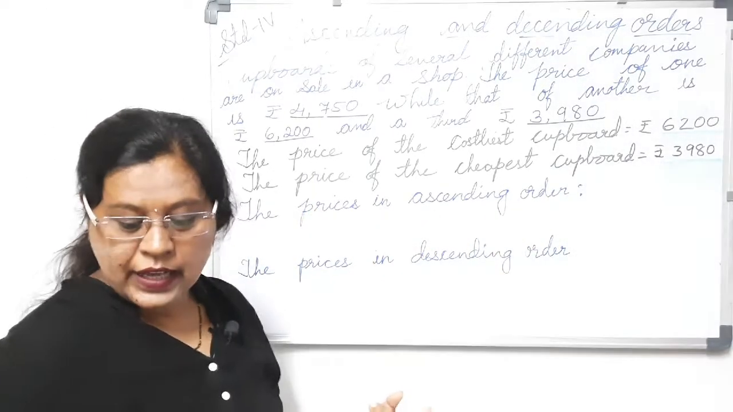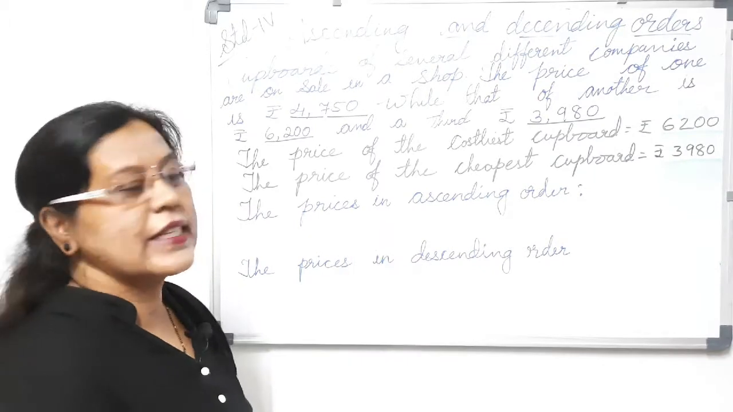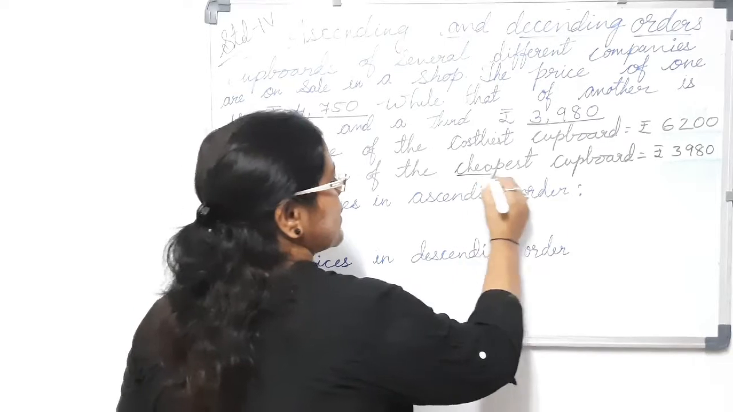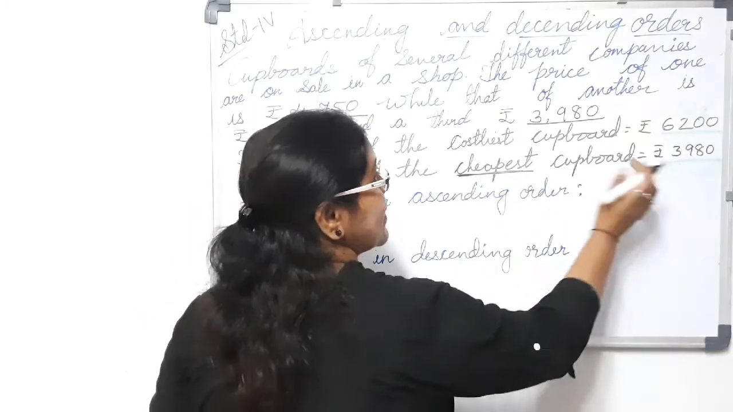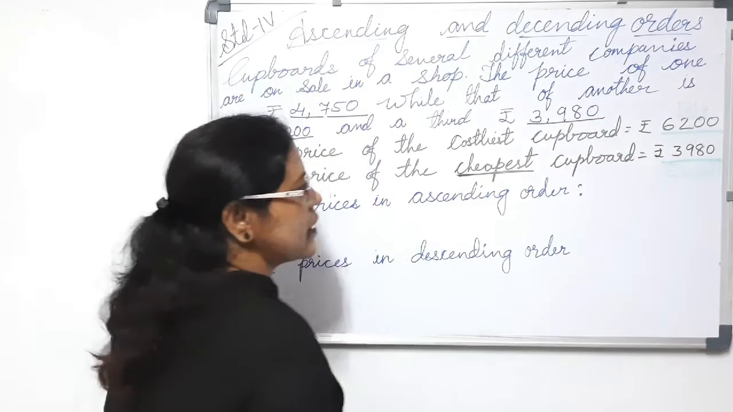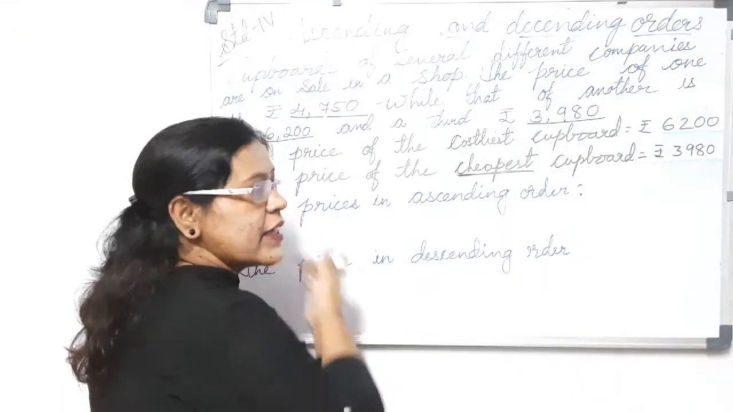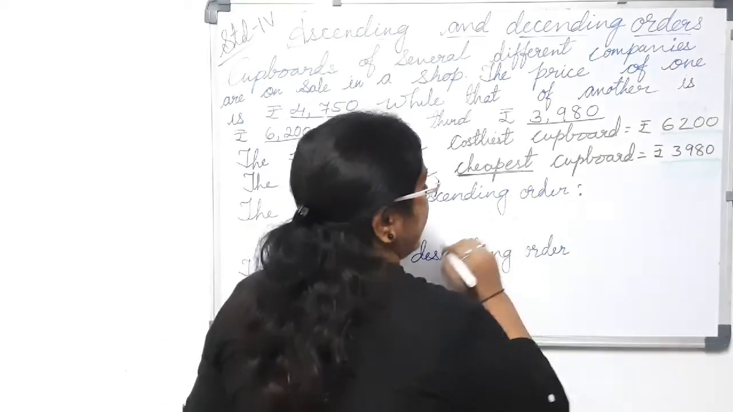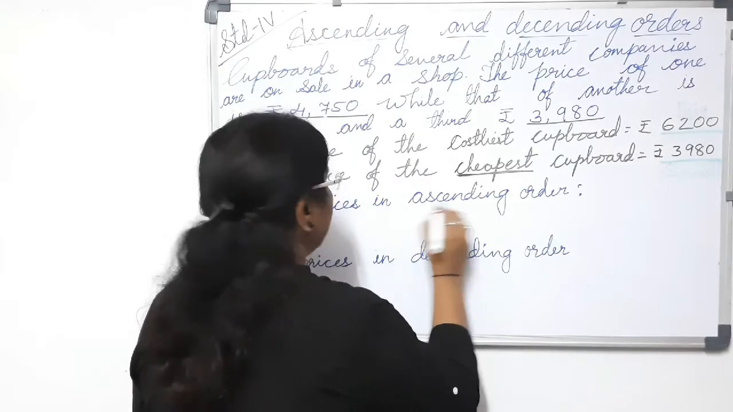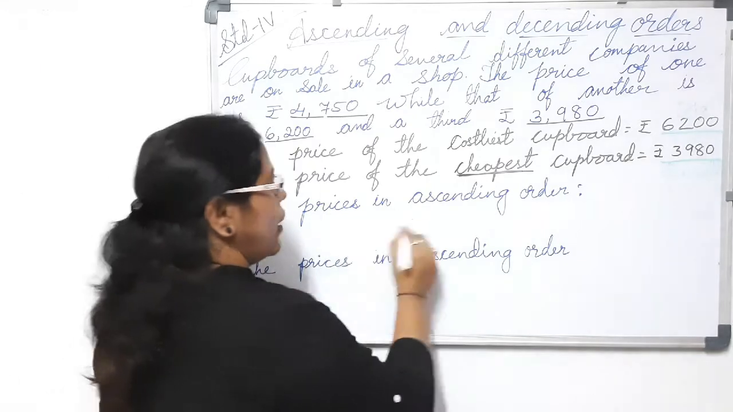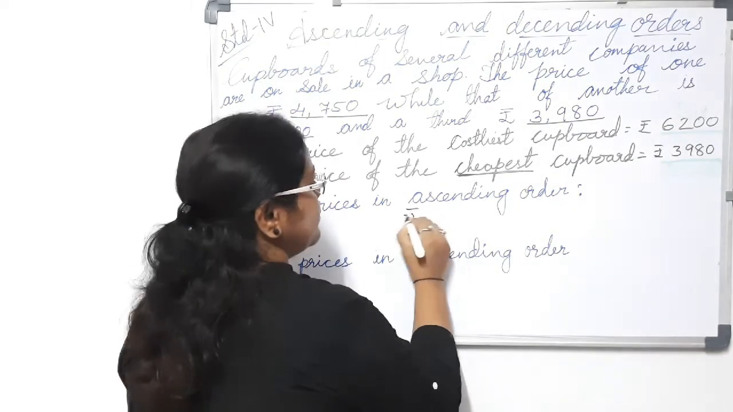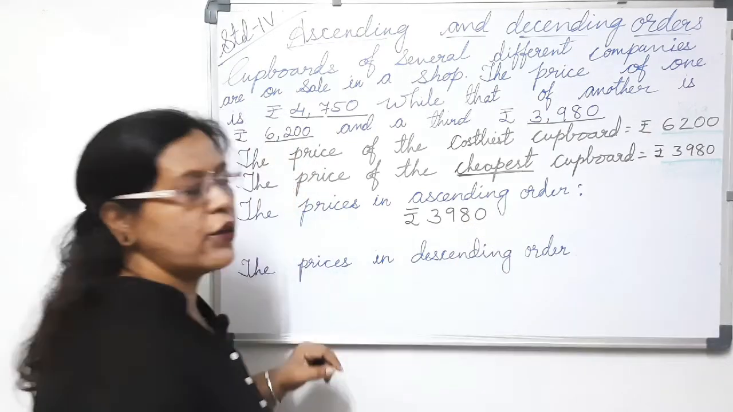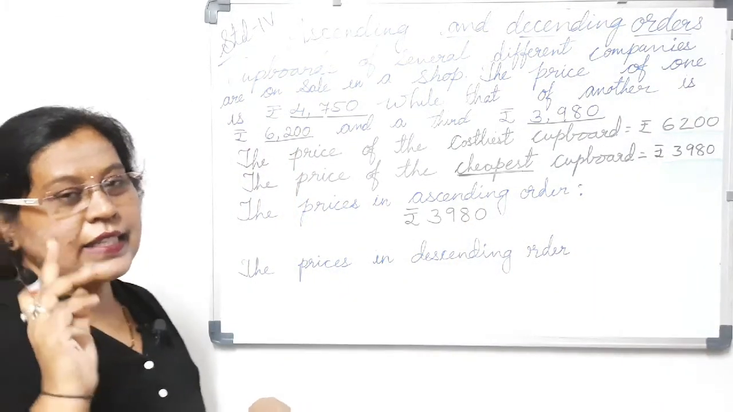Now we have to arrange it in an ascending order. Ascending order means smaller to greater. Here smaller means the cheapest amount we got, and it is 3,980. So here I will write the prices in ascending order, that is rupees 3,980. Now here you have to put the sign.